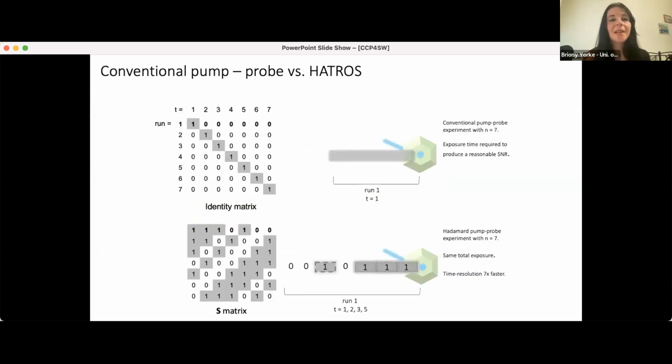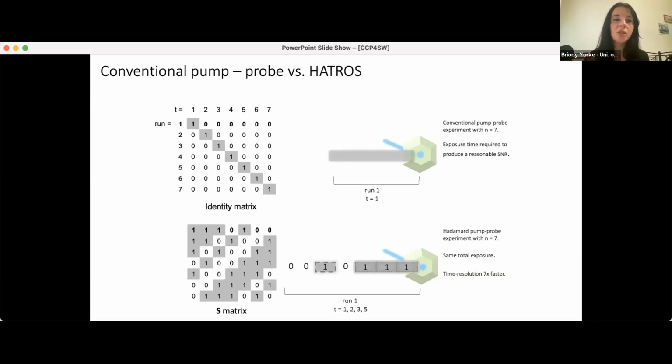So what we'll see, as a comparison, is that a traditional pump probe experiment is actually just an identity matrix. So for each run of the experiment, we increase the time delay. So we just have a diagonal of ones across the matrix. And for the minimum exposure here that we have, we can actually improve that by using our S matrix.